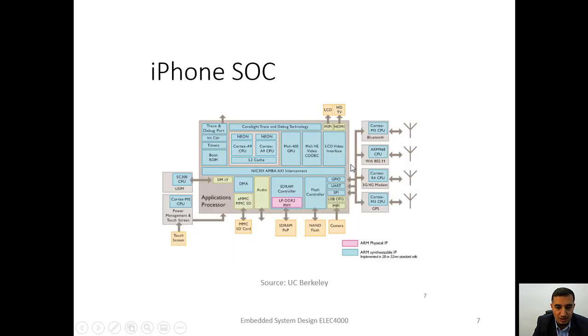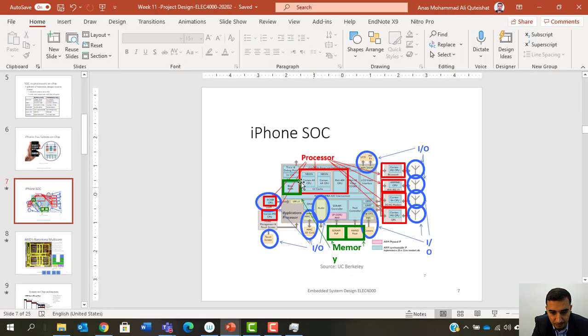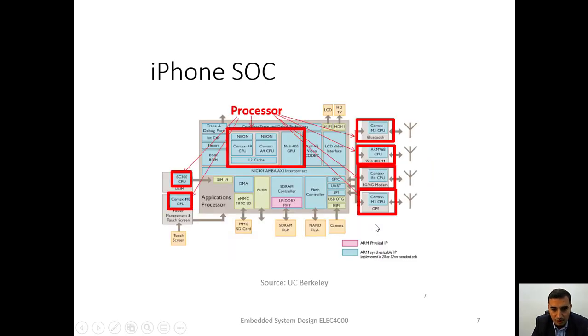So what does this chip have? If you look over here, the chip has the following. Maybe I can try to zoom in. No, because there is a lot of things here. So we have the processors. We have 1, 2, 3, 4, 5, 6, 7 processors.